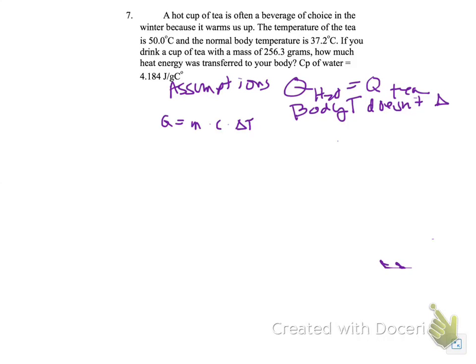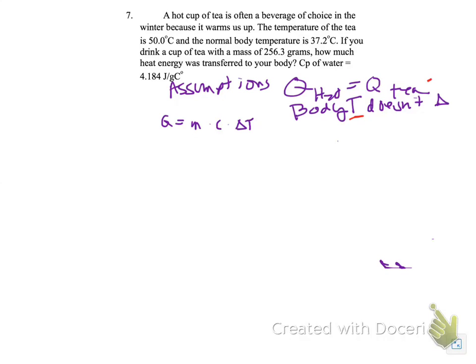So if you think about tea, it is essentially water with a little bit of flavorings in it. And if you think about your body temperature, if you take your temperature before and after drinking a cup of tea, your body temperature doesn't change. So there's so much water in your body, which is about 70% water, that we're going to assume that the final temperature is still 37.2 degrees.